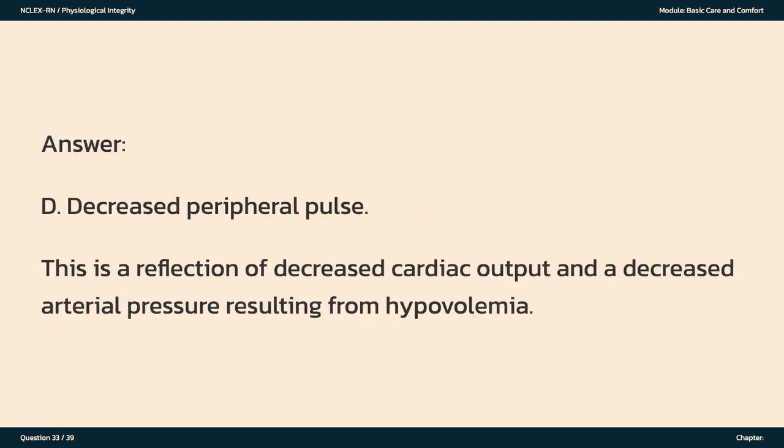The answer is D. Decreased peripheral pulse. This is a reflection of decreased cardiac output and a decreased arterial pressure resulting from hypovolemia.